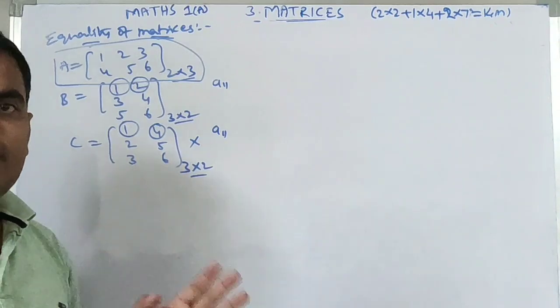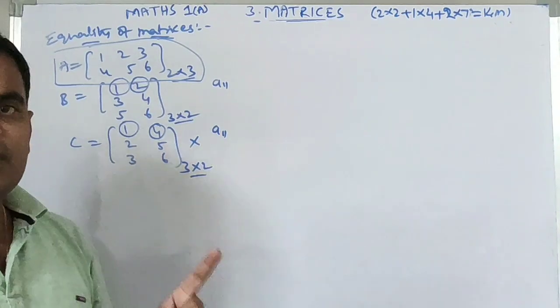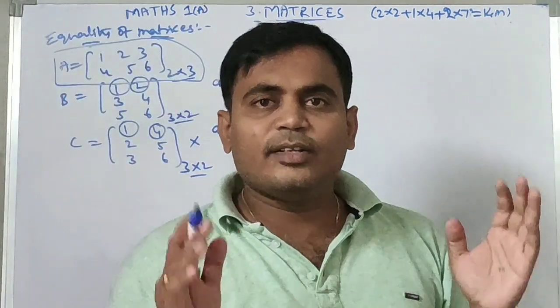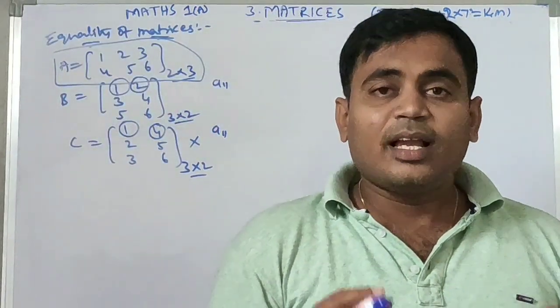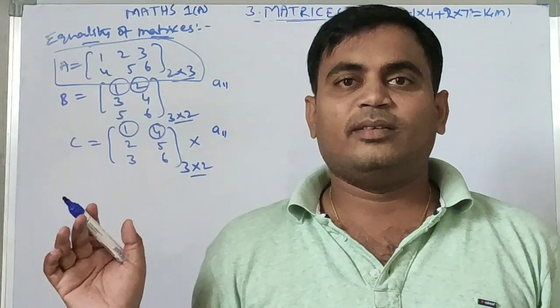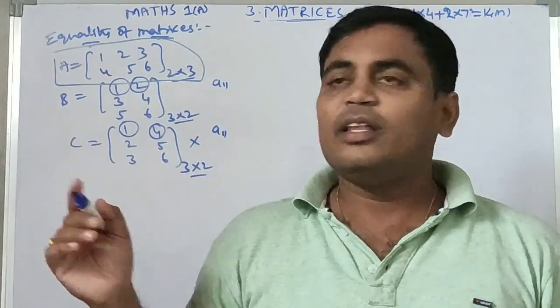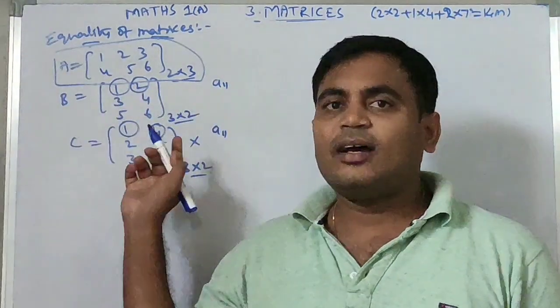So two matrices are said to be equal when, first, the order is the same, and second, the corresponding elements are equal. Only if the corresponding elements are equal are the two matrices equal.